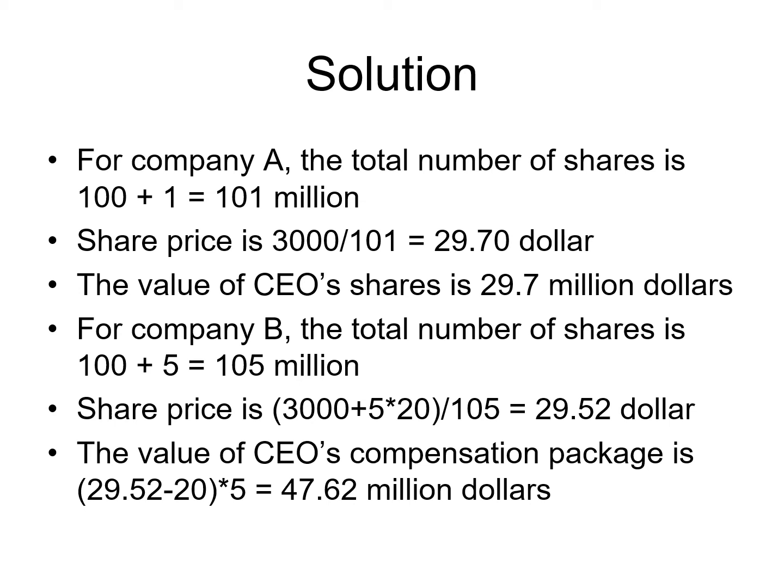For company B, the total number of shares is 100 million plus 5 million, equal to 105 million. The 5 million is issued for the options. Share price is 3,000 million plus 5 million times $20, that's the cash from the issuing of these options, divided by 105 million shares, equal to $29.52. The value of the CEO's compensation package is 29.52 minus 20, times 5 million, which is $47.62 million.